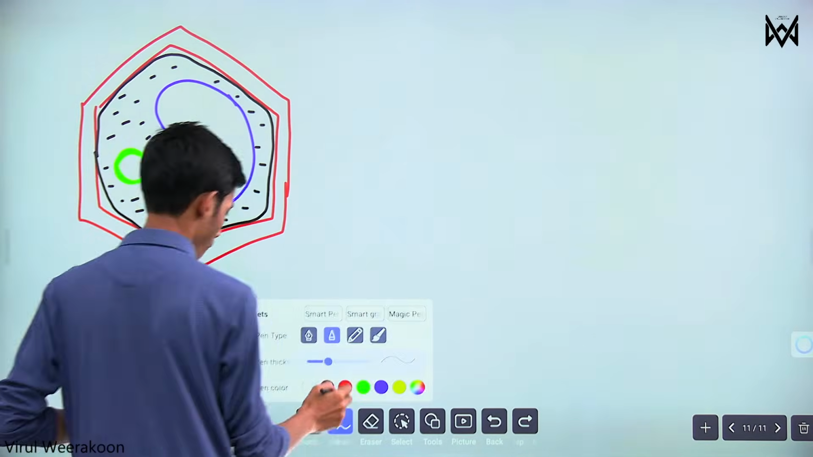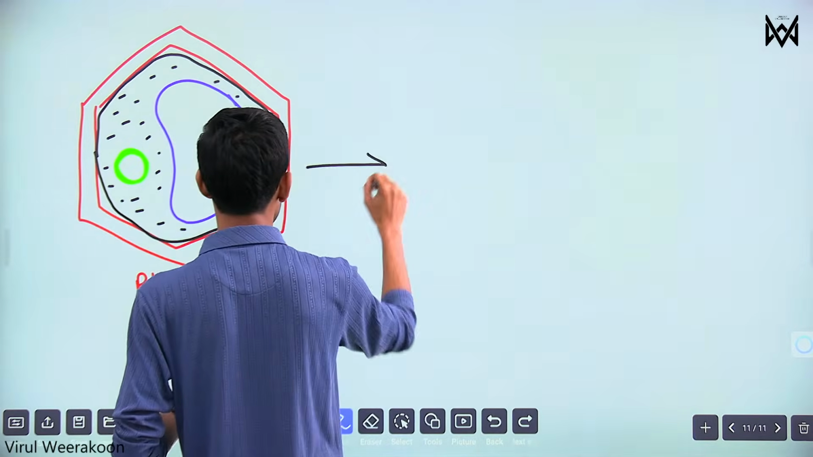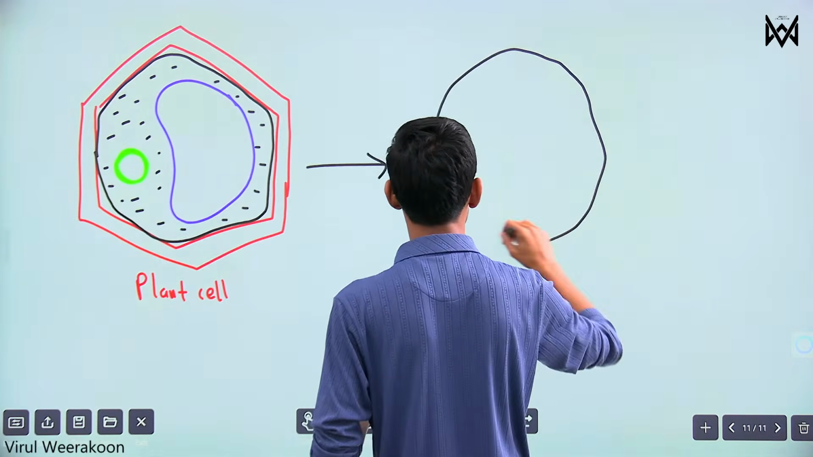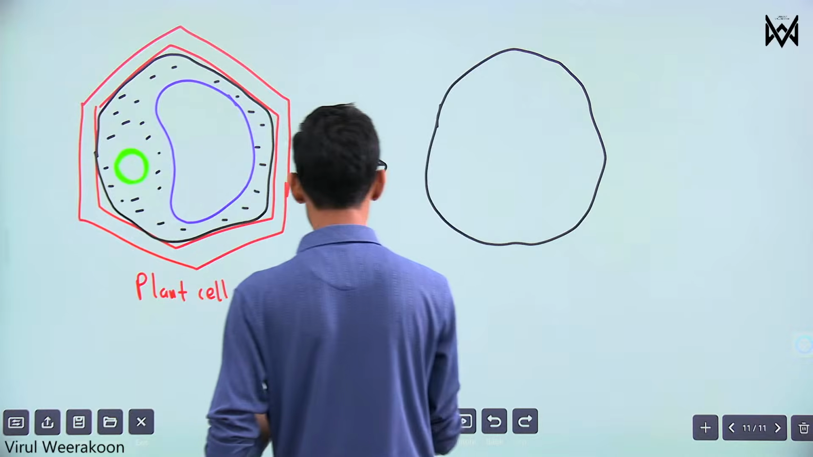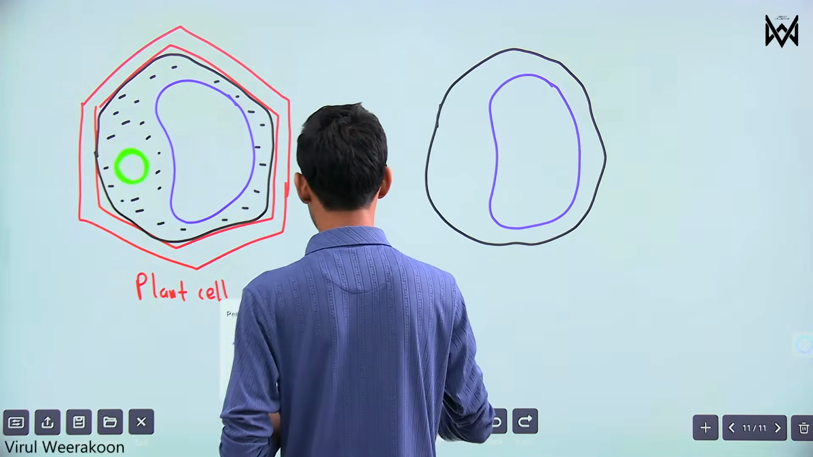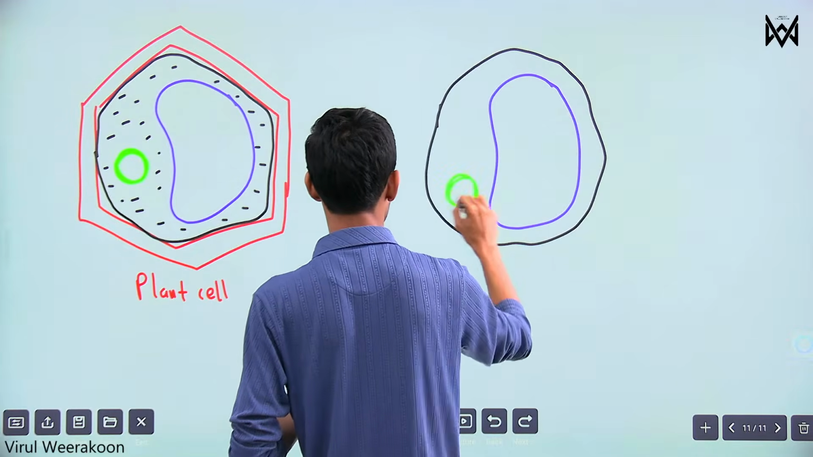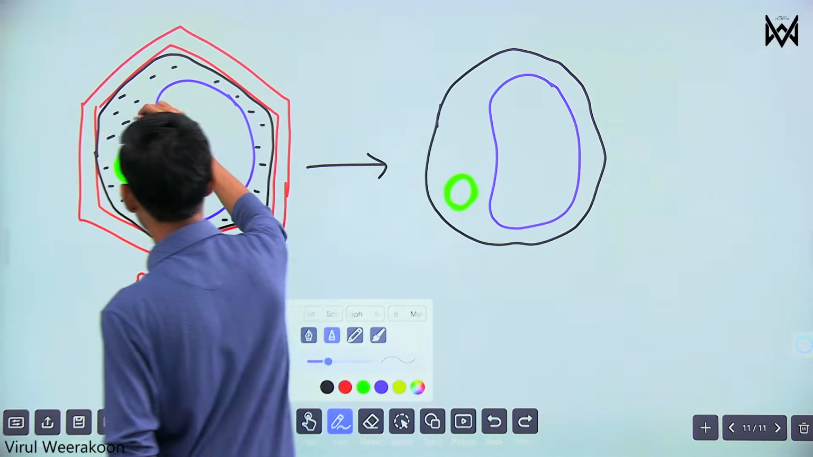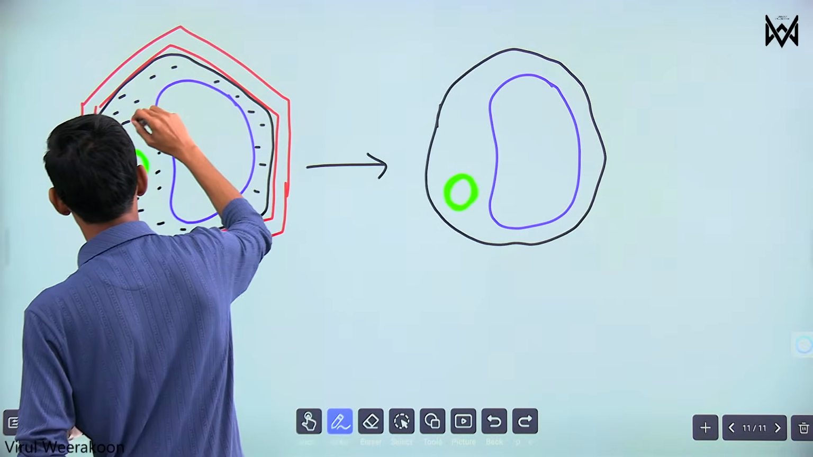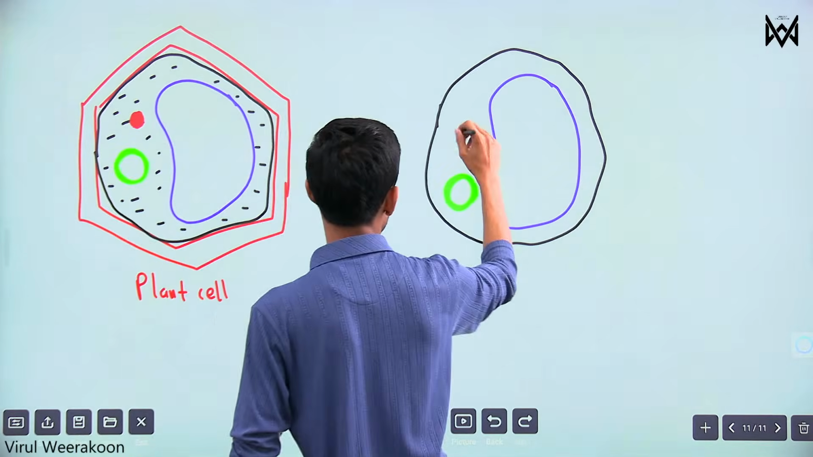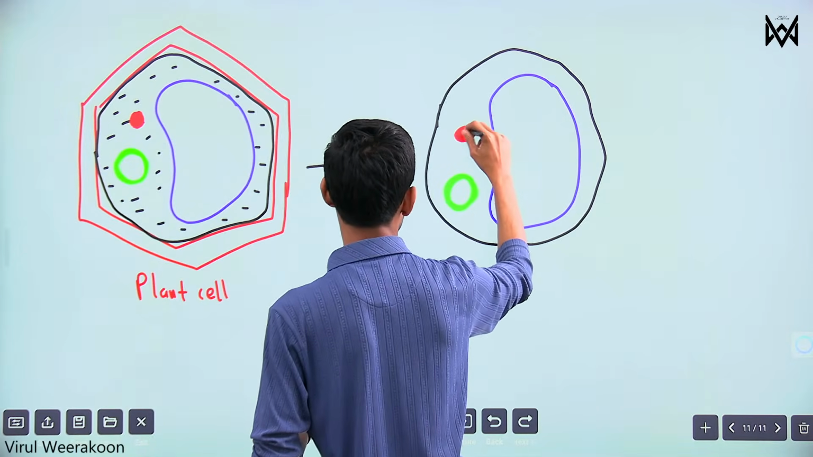Then imagine we are removing the cell wall out of that one. Then you can still see this central vacuole here, and you can still see the chloroplast here. I just missed one. Sorry, that is the nucleus. We missed that one, and here you can see the nucleus like this.